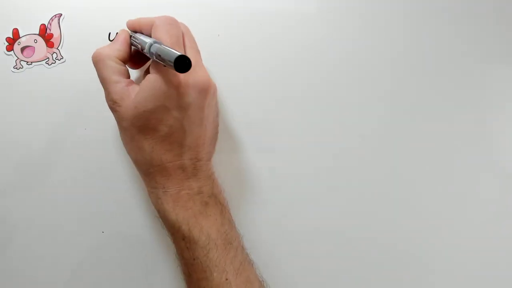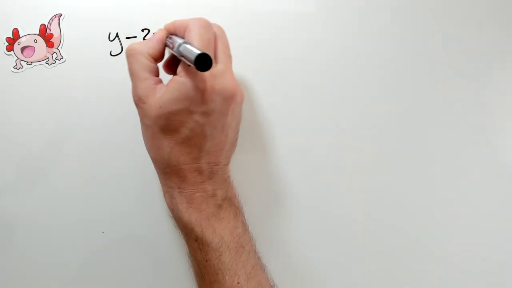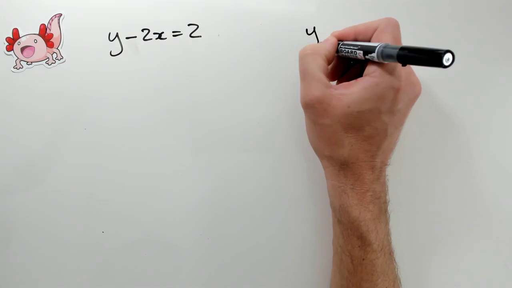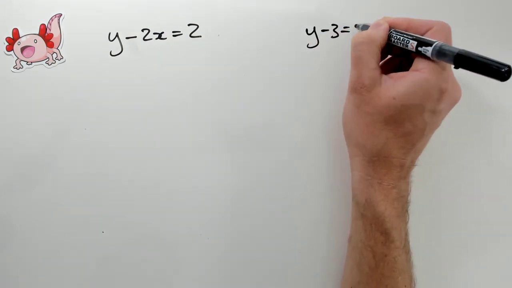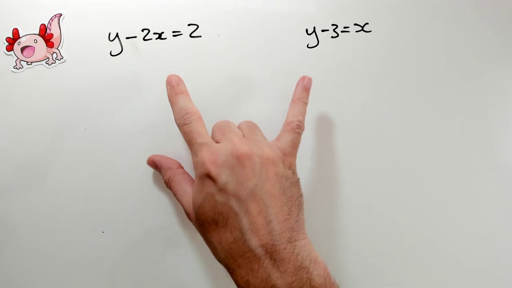Maybe I should put a link somewhere for graph paper, but let's take a look at our next example. So y minus 2x is equal to 2. That's our one equation. And the other one is y minus 3 is equal to x. Now, again, they can say solve this simultaneously. And if they don't say anything, then you can either do it graphically or algebraically, but we'll still look at how it works when we do it algebraically.